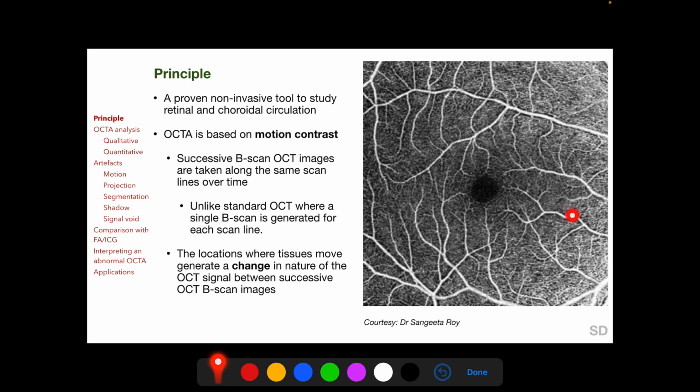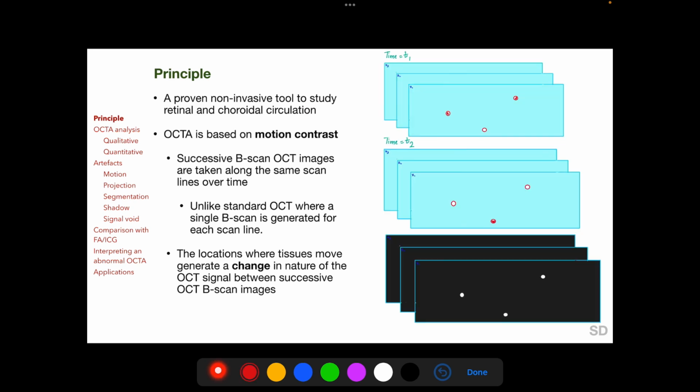This photograph shows an OCTA image from a normal eye. OCTA imaging is based on motion contrast, and this is important to remember. During OCTA imaging, successive B-scan OCT images are taken along the same scan lines over time. This is unlike standard OCT, where a single B-scan is generated for each scan line. So in this diagram, these lines represent OCT scan lines along which OCT B-scans are taken repeatedly over time, and the locations where tissues move generate a change in the nature of the OCT signal between successive OCT B-scan images.